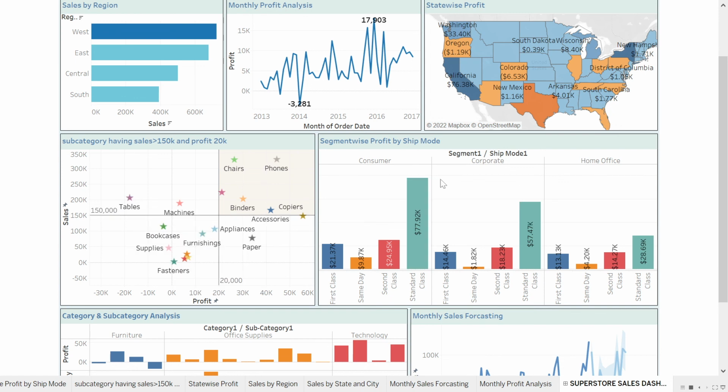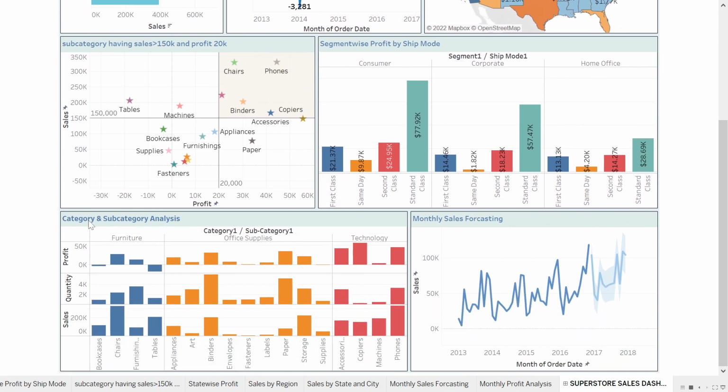And the next visualization is a side by side chart for the most popular segment and ship mode. Here we can see that standard class has the most sales in different segments, followed by second class. And the most popular segment is consumer, followed by corporate, and then home office.